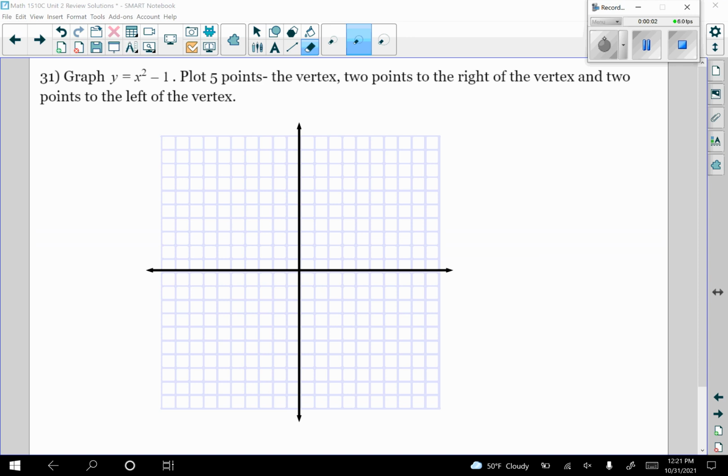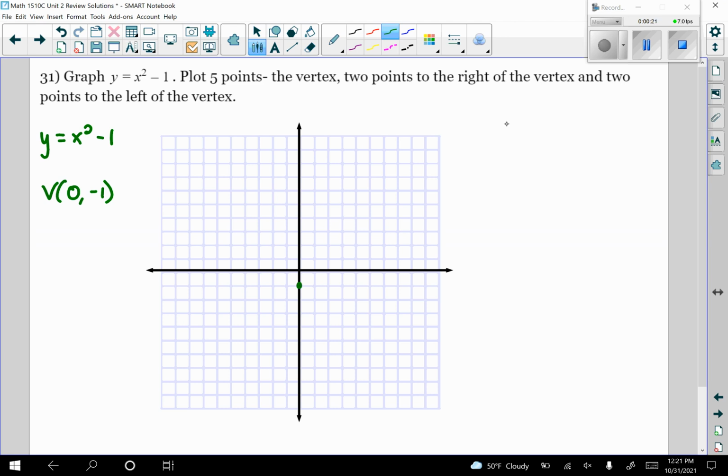Here are the solutions for problems 31 through 40 off of the Unit 2 review. Again, starting with another graph of a quadratic function. This is going to graph a parabola. So if we try to identify the vertex, notice there's nothing in parentheses here, so that means our h is 0, k is -1. So we're going to start our vertex at 0, -1.